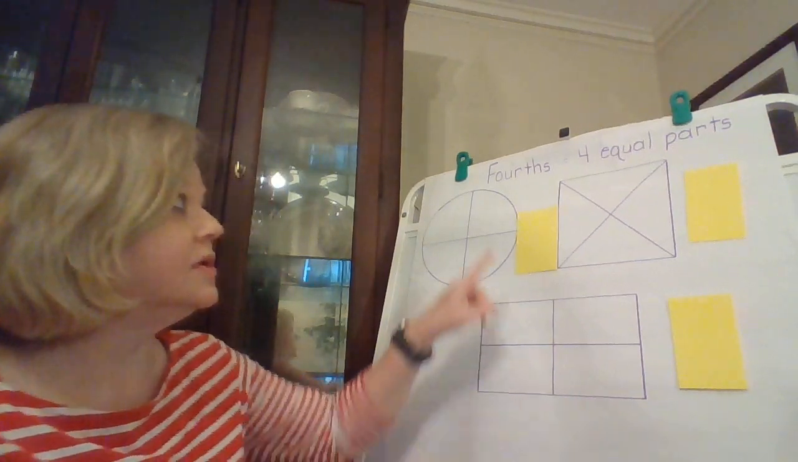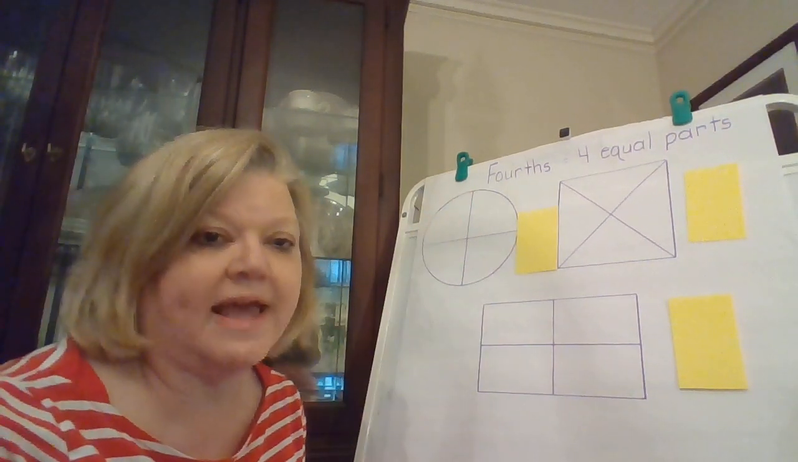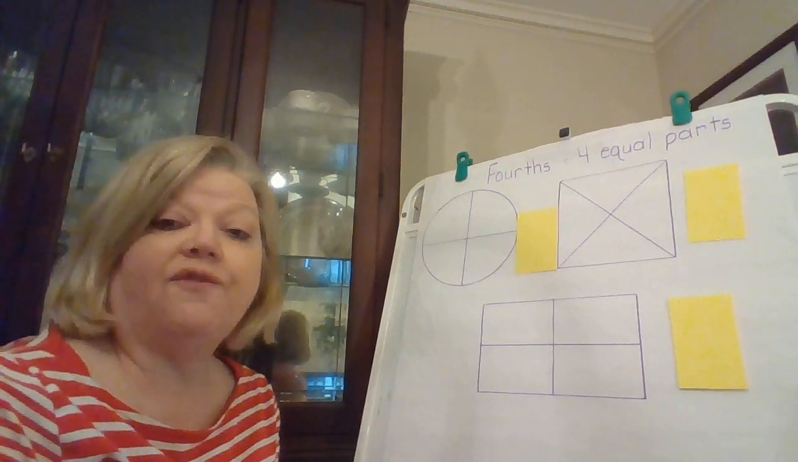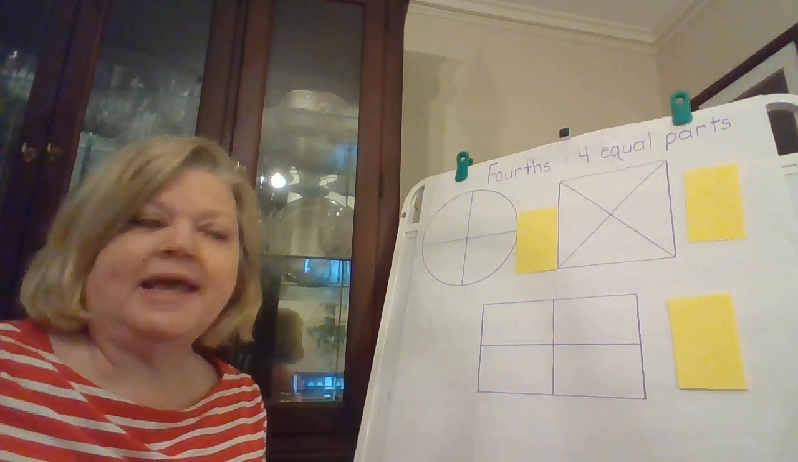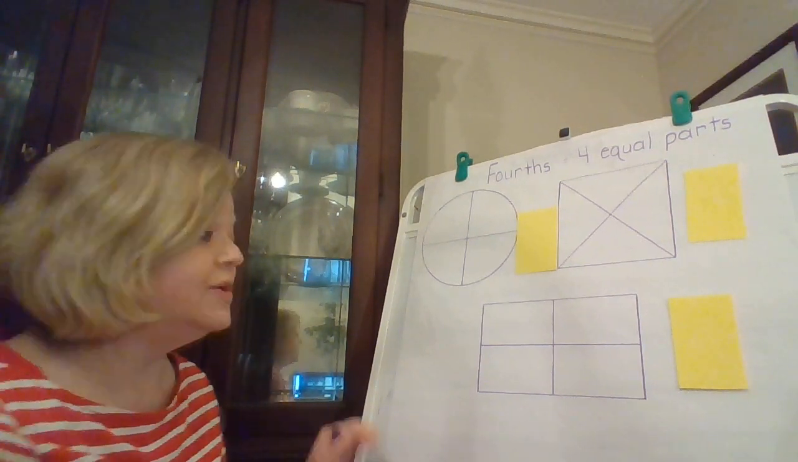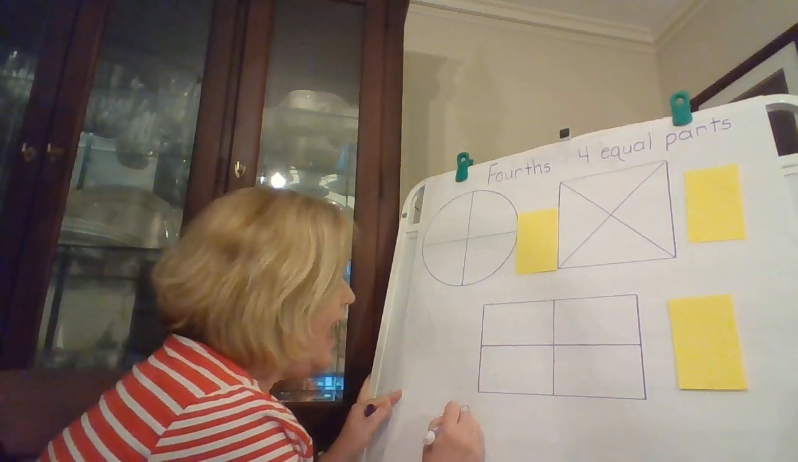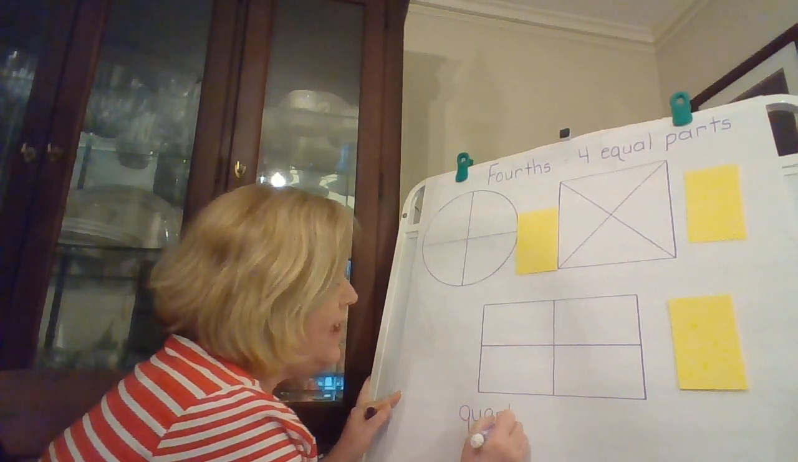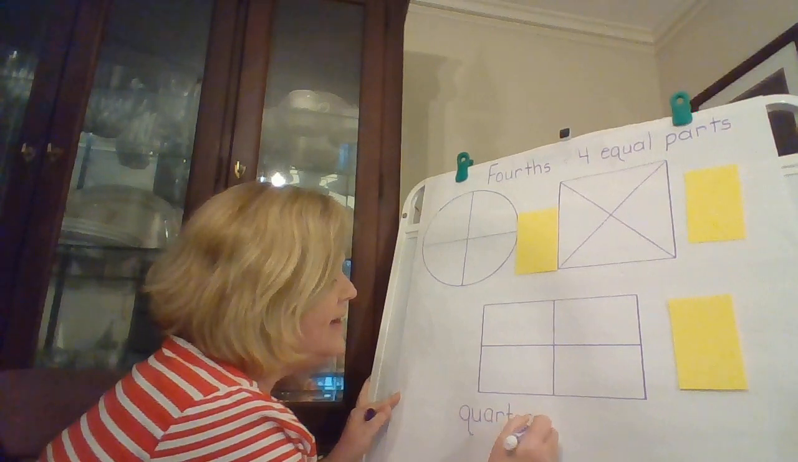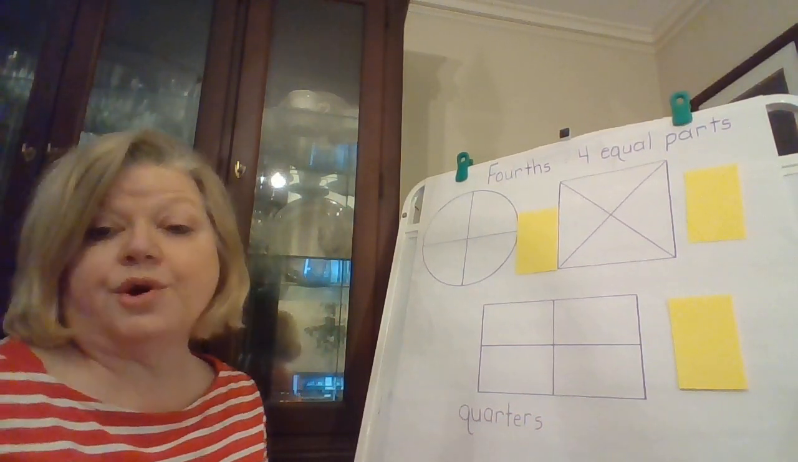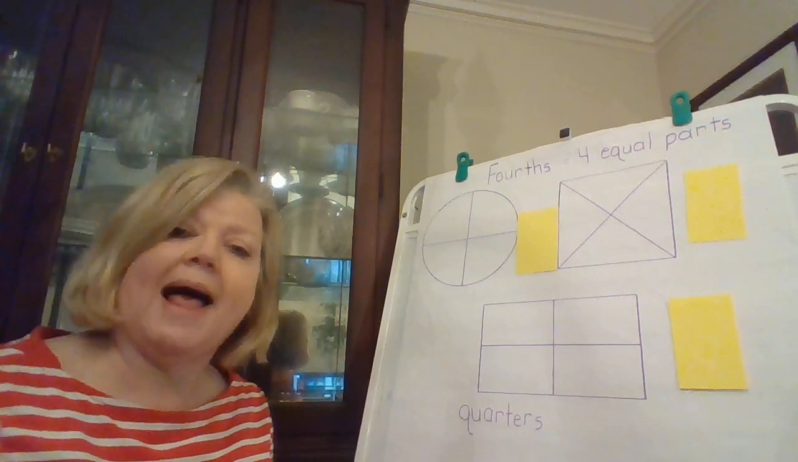Okay, boys and girls, let's talk about fourths now. Remember that fourths are 4 equal parts. Now, I'm going to tell you another word that we could use for fourths, and that is quarters. We could say it's divided into 4 quarters. Quarters, remember 4 quarters make $1.